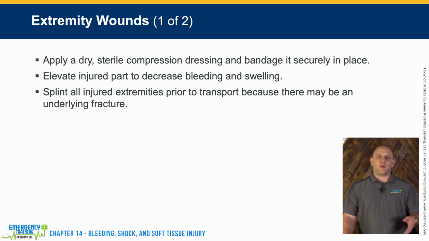Anytime we have an extremity wound, we want to splint the injury prior to transport to make sure that if there is an underlying fracture that we're not causing more damage, and splinting will be covered in the next chapter.